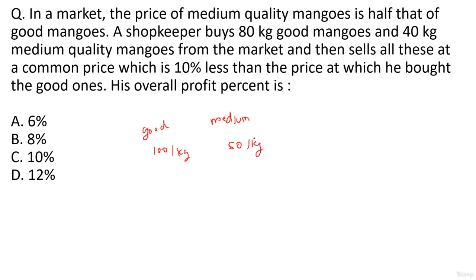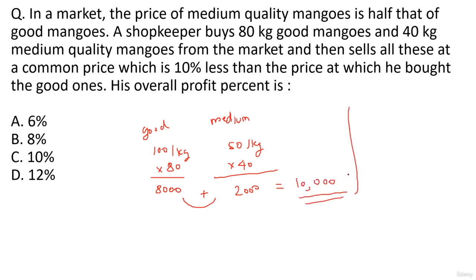So a shopkeeper buys 80 kg good mangoes and 40 kg medium quality mangoes. If he's buying 80 kgs good mangoes, his total buying price is 100 multiplied by 80, 8,000. And the medium quality mangoes he's buying 40 kgs, right? So 50 into 40 is 2,000, right? That means your total cost price is how much? 8,000 plus 2,000, 10,000 rupees. Now, guys, this is while buying.